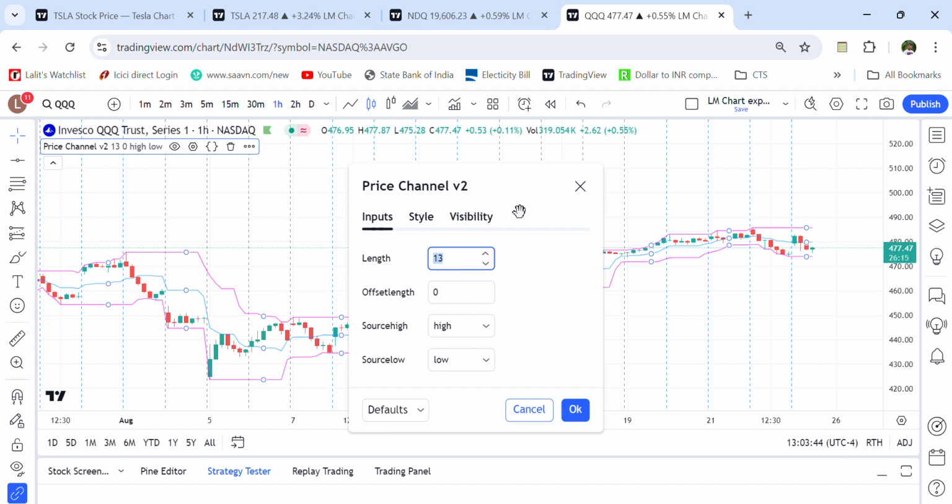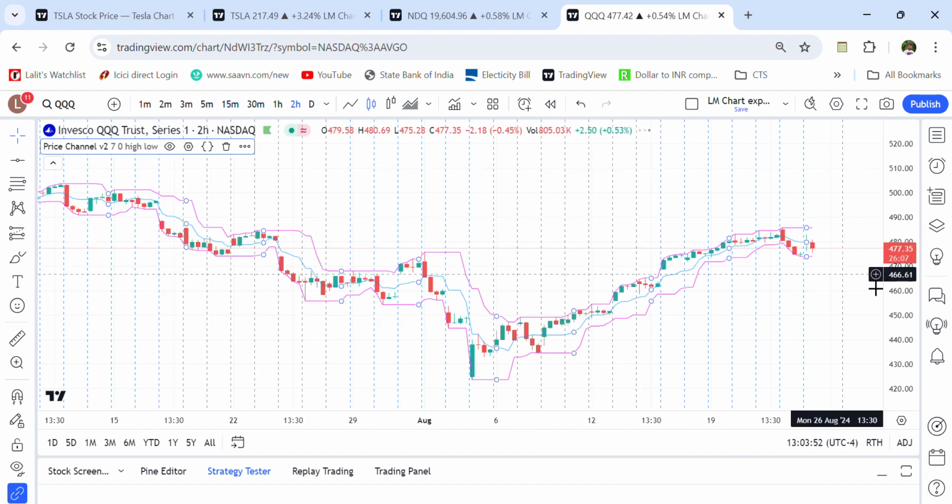Sorry, for 1 hour candles, the period should have been 13, but for 2 hour candles it should have been 6.5 actually, or let's say 7. So 7 for 2 days would have been the right one. I did some miscalculation. 13 hours in 2 days.